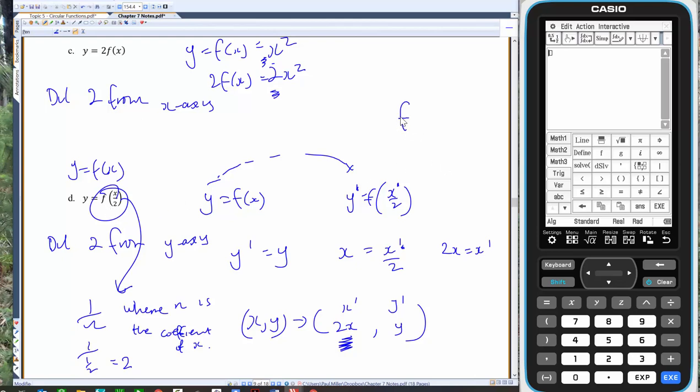The question for you girls, what would that dilation be? So if I do f of 2x, what would it be? Pause the video and have a think about it and tell me what you think.